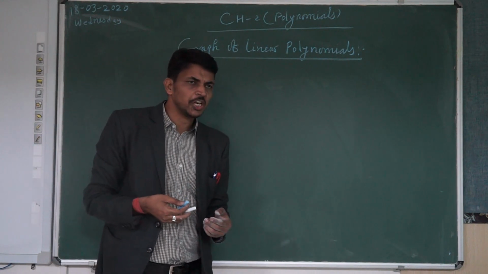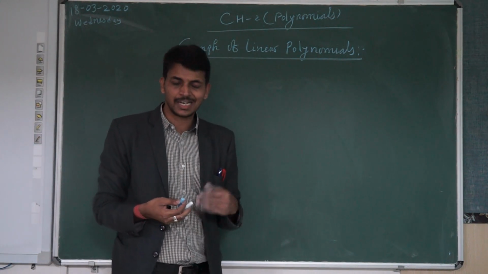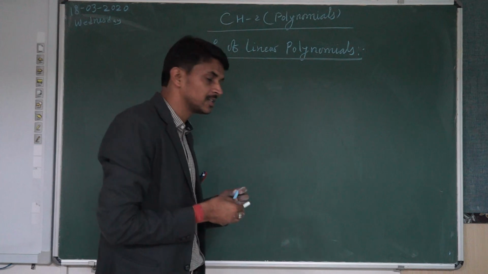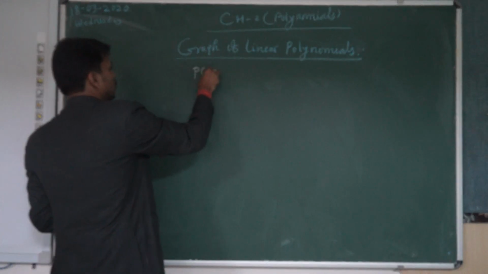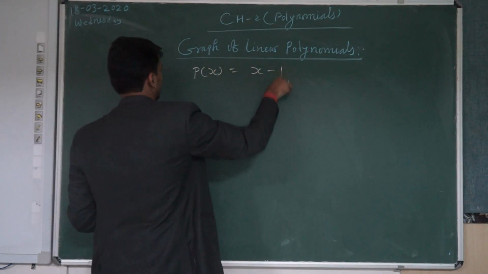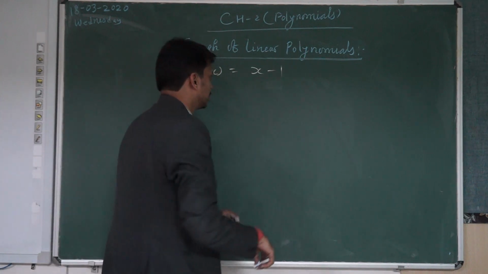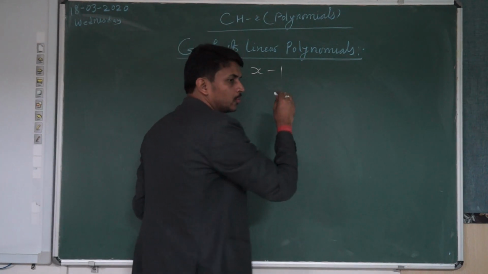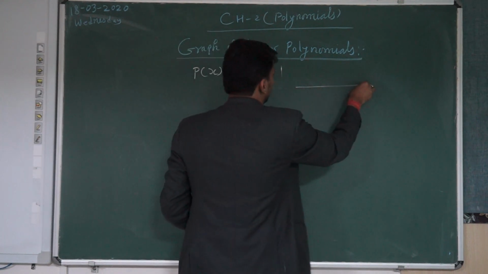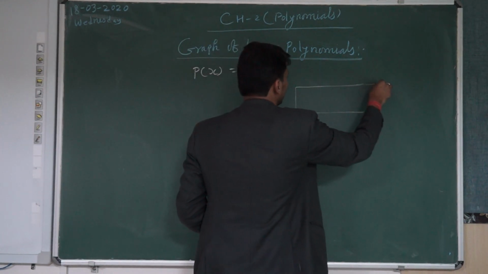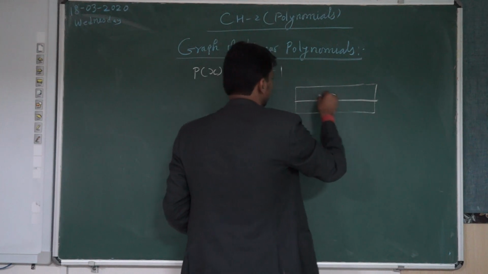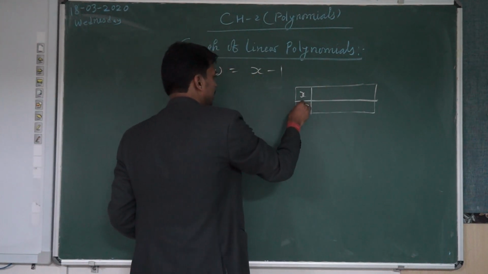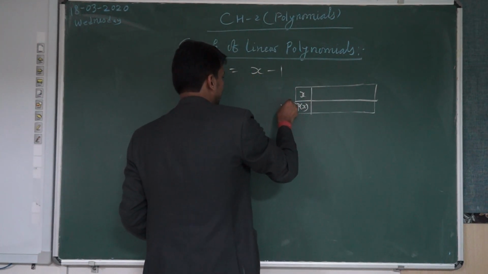As we know, linear polynomial means a polynomial of degree 1. Let me take one simple example to explain this topic. P(x) is equal to x minus 1. Very simple example. Let us represent it on the graph. To represent it on the graph, of course we have to get a few solutions, at least 3 solutions I can say, with x over here and P(x) over here on the y-axis.